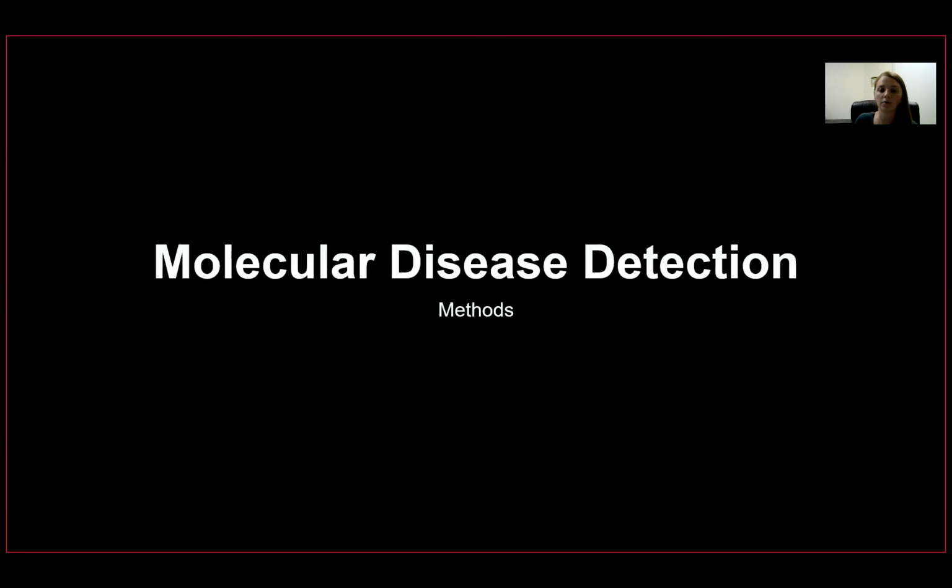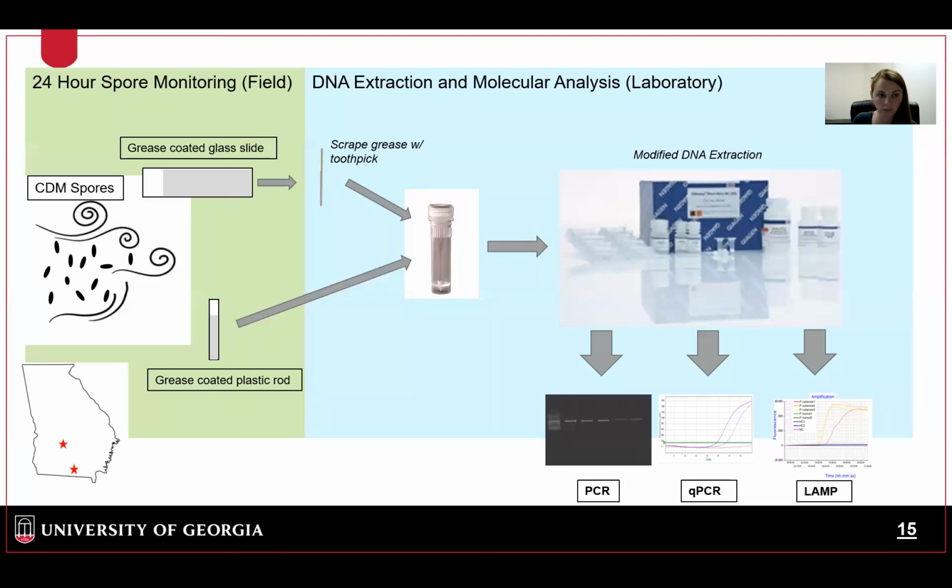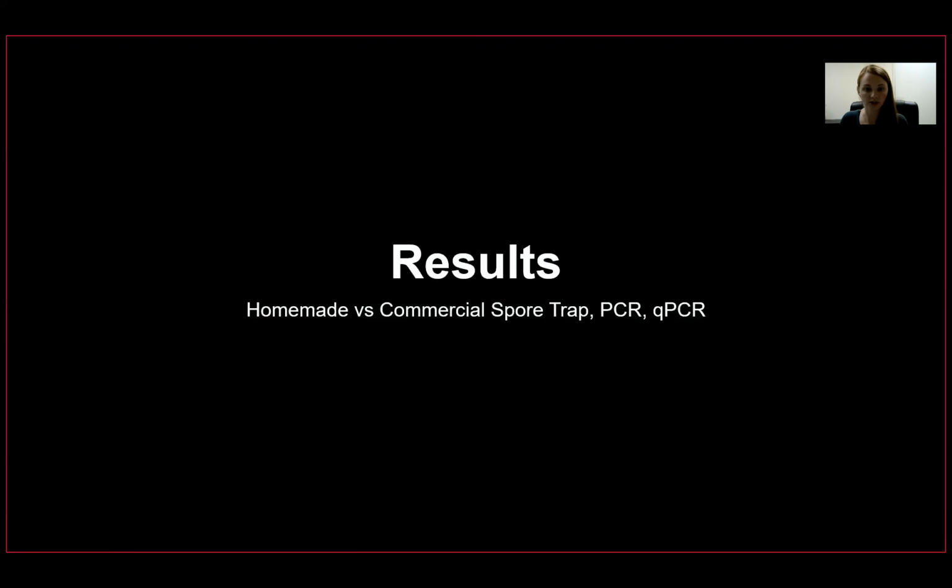So let's get into our methods for molecular disease detection. We placed both the commercial spore trap and the homemade spore trap in 2 locations in southern Georgia. We were then able to perform a modified DNA extraction protocol on both the grease-coated glass slide as well as the grease-coated plastic rod. Once we had that DNA from the extraction, we performed several molecular methods in order to compare these 2 methods and see whether or not it is effective at detecting downy mildew. So let's look at the results.